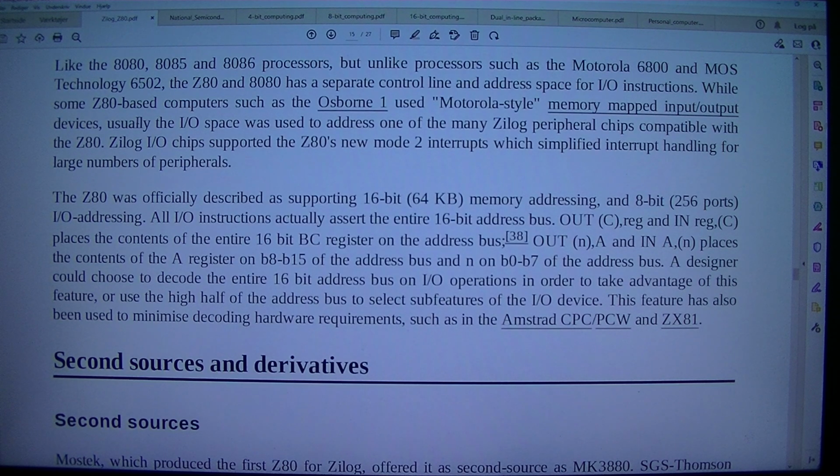While some Z80-based computers such as the Osborne 1 used Motorola-style memory-mapped input/output devices, usually the I/O space was used to address one of the many Zilog peripheral chips compatible with the Z80. Zilog I/O chips supported the Z80's new Mode 2 interrupts, which simplified interrupt handling for large numbers of peripherals.